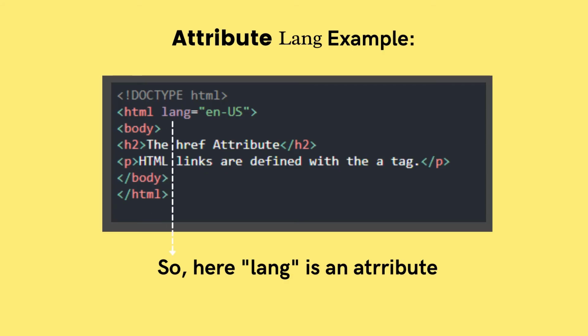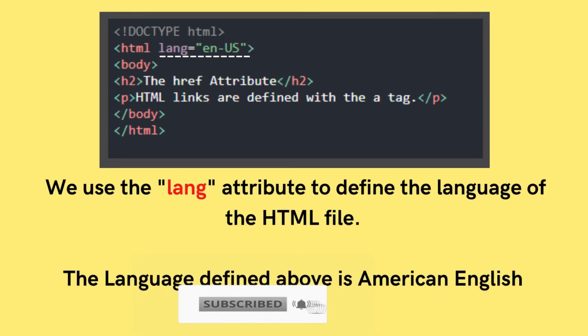Example on the lang attribute. So, here lang is an attribute. We use the lang attribute to define the language of the HTML file. The language defined above is American English.